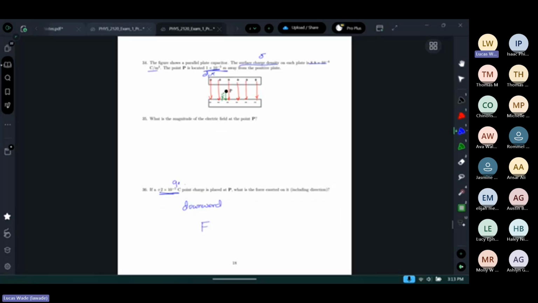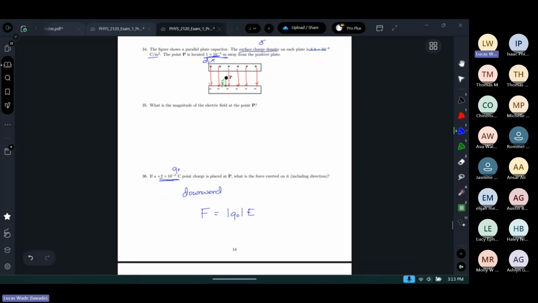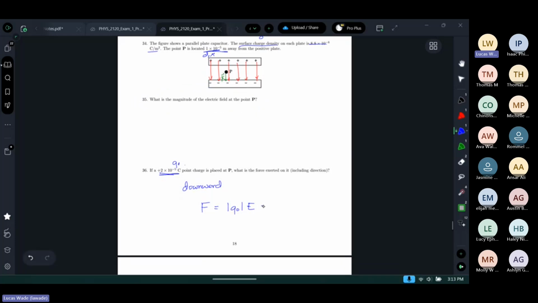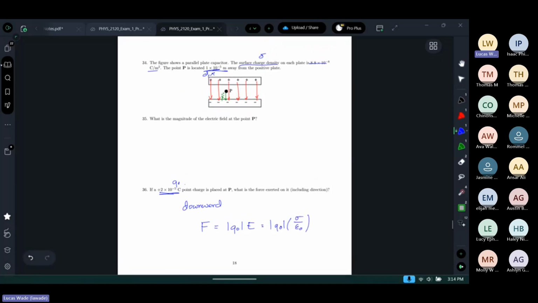And I know to find the force on a point charge, I take the magnitude of that charge and multiply it by the magnitude of the electric field where the charge is sitting. So I need to find the magnitude of the electric field, which was the problem for 35, but we can start from here. This is a parallel plate capacitor. There is a definite expression for the electric field for a capacitor, and it is the surface charge density over epsilon 0. And that does not depend on distance. The field is uniform between the plates of a capacitor, so this number was a red herring.